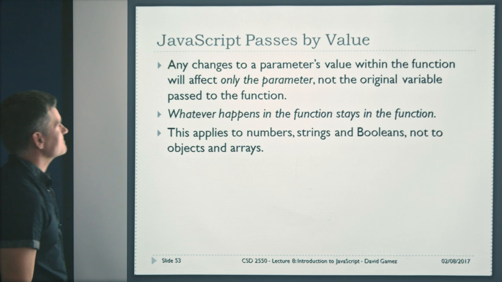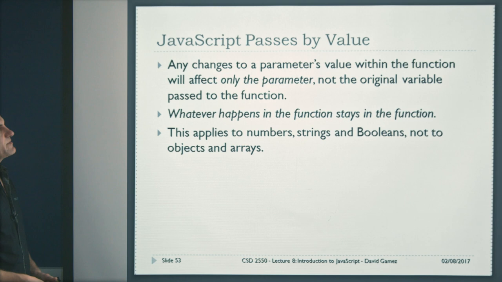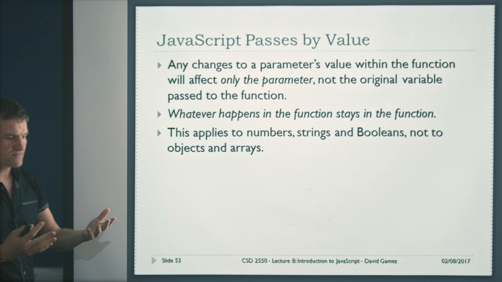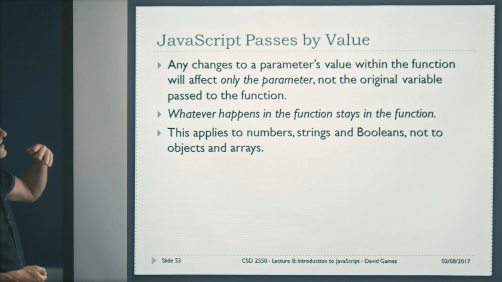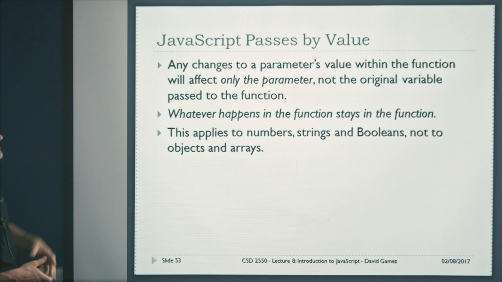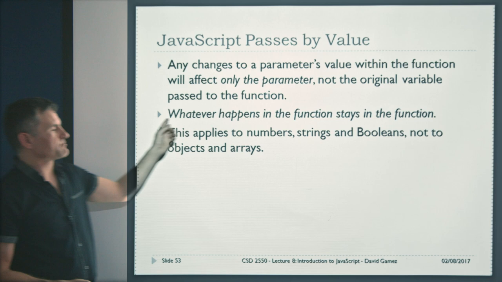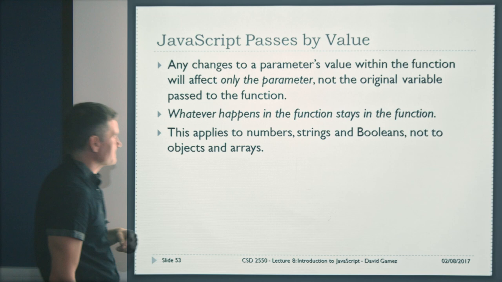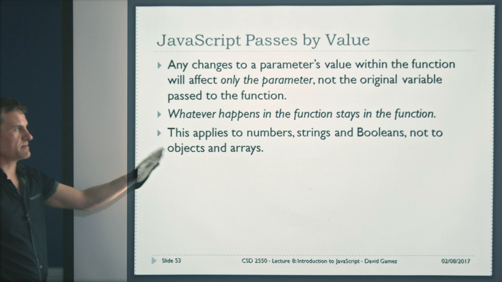Now, this is to do with scope. I'm going to give you a detailed example about this. When we pass a variable into a function, we're just copying that variable into the argument. So if we change the parameter's value within the function, it's only going to affect the parameter, not the original variable passed to the function. So this is the principle to bear in mind. If you keep this rule in mind, whatever happens in the function stays in the function. This applies to numbers, strings, booleans, not to objects and arrays. We're going to come to those later.